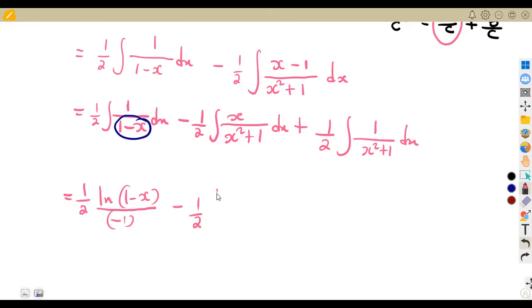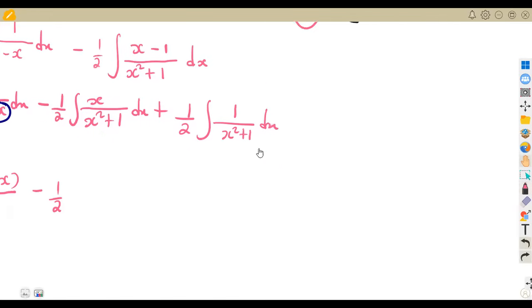How are we going to integrate x over x squared plus 1? This part, how are we going to integrate with respect to x? There we can have our substitution. Let us put this aside like this.